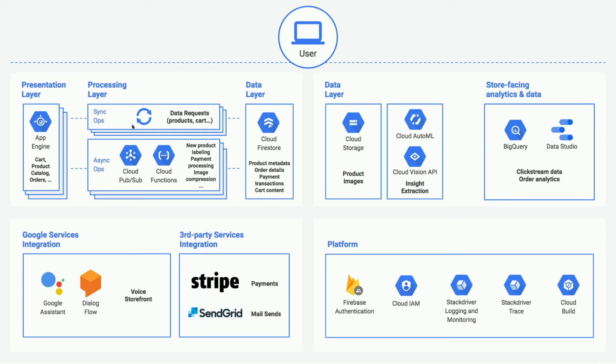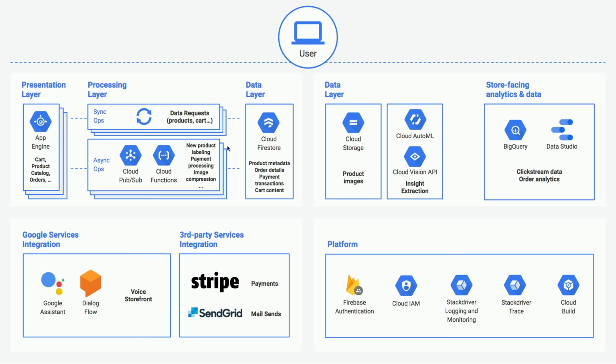For the synchronous operations, we are concerned mainly with data requests, for example, getting a list of products from the database. And for the asynchronous operations, we are leveraging Cloud Pub/Sub and Cloud Functions to do things like, for example, product labeling, payment processing, and image compression, as you can see from when we uploaded the photo previously.